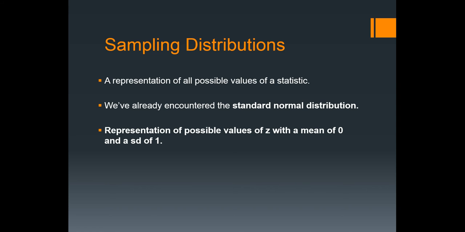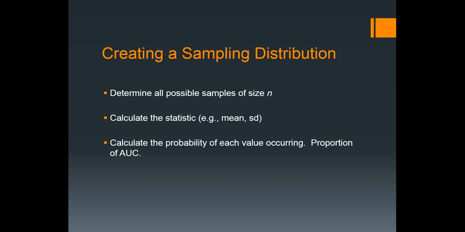or the height of the graphed distribution is not technically a frequency in the case of test statistic frequency distributions, or sampling distributions rather. It's actually called density value, but that's not terribly important for our purposes. So again, the standard normal distribution was a representation of all possible values of z with a mean of 0 and a standard deviation of 1.